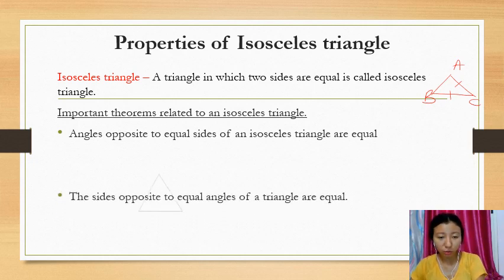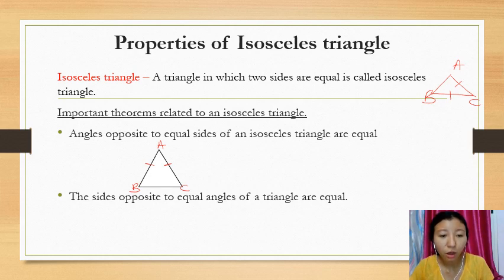So there is a triangle. You can see one triangle here, named ABC. This is an isosceles triangle. Suppose AB is equal to AC. So these two sides are equal to each other.